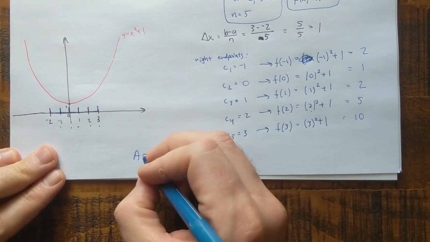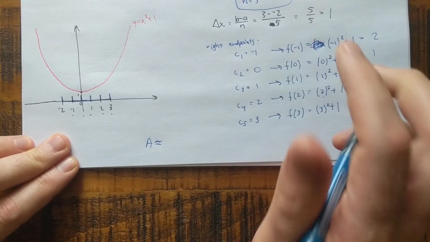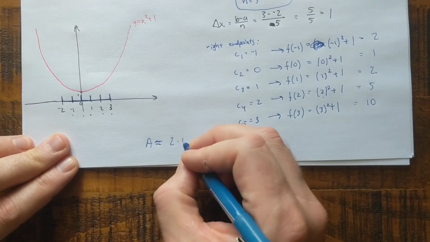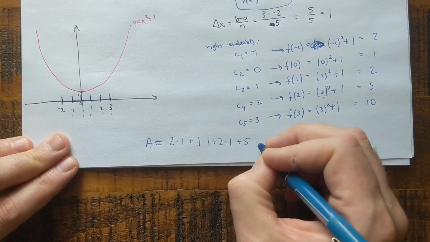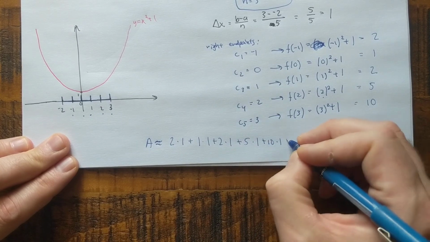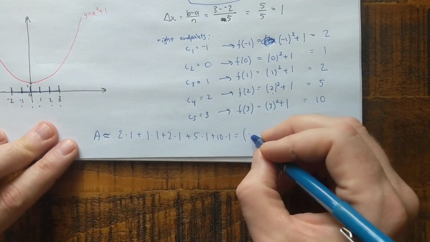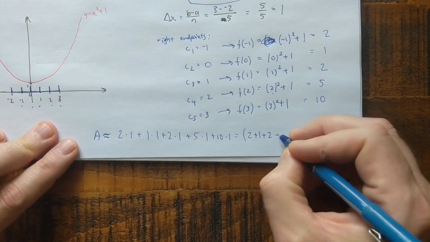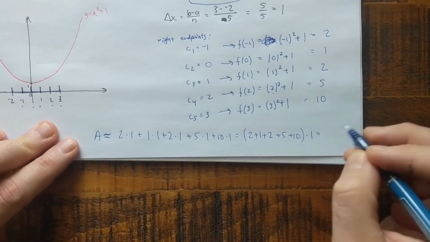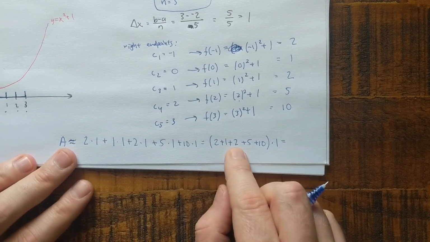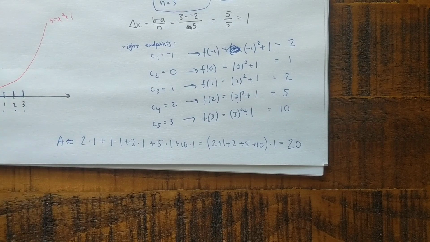So each rectangle has these heights. So these are our 5 rectangle heights, and this is the width of each one. So it would be 2 times 1 plus 1 times 1 plus 2 times 1 plus 5 times 1 plus 10 times 1, which, again, we could just do the heights added together since all the widths are the same. So 2 plus 1 plus 2 plus 5 plus 10, and then multiply times 1, which won't change anything. So what do we get? So this is 5 plus 5 is 10 is 20, so the answer should be 20.